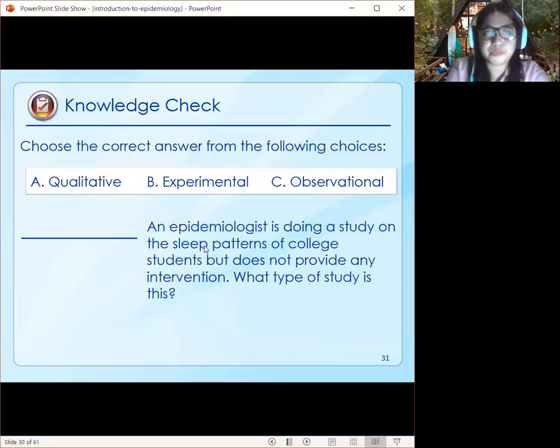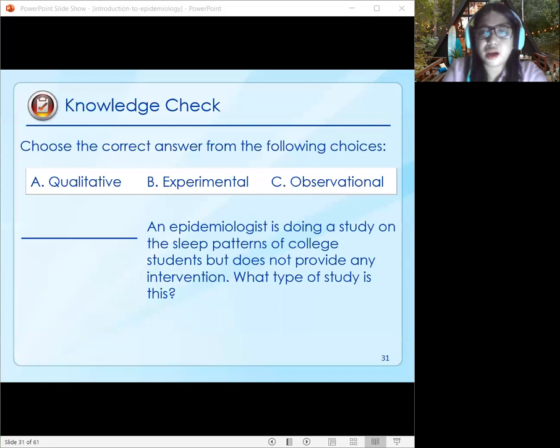Okay. Now, let us consider these items before we end our discussion. So what are these questions? What we are going to do is choose the correct answer, whether the item is qualitative, experimental, or observational.